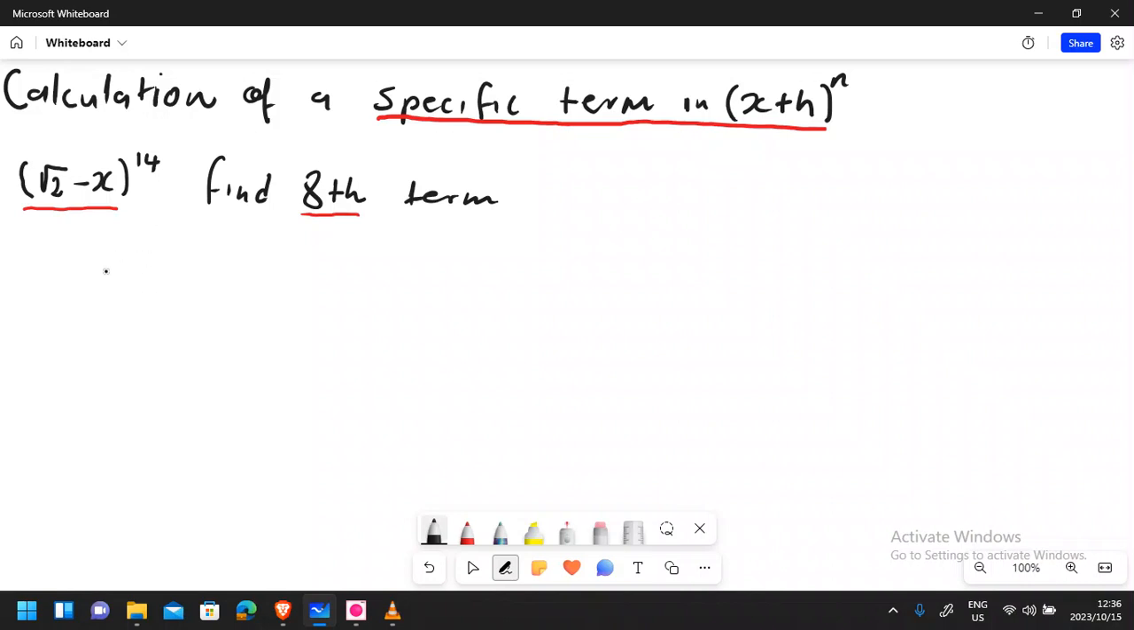So what you can do is pause this video and try to solve this problem, then unpause and see whether you got the same answer as the one that I'm going to get right now.